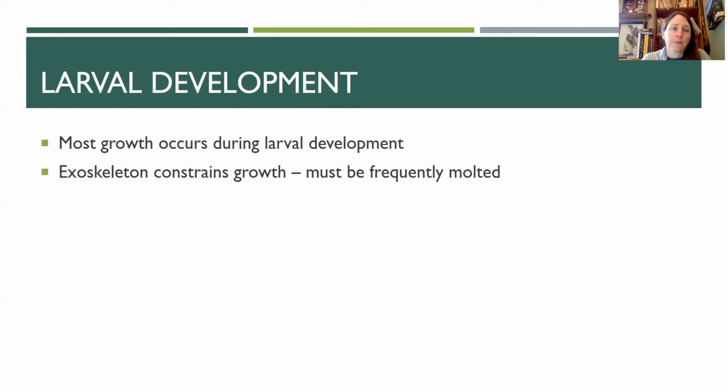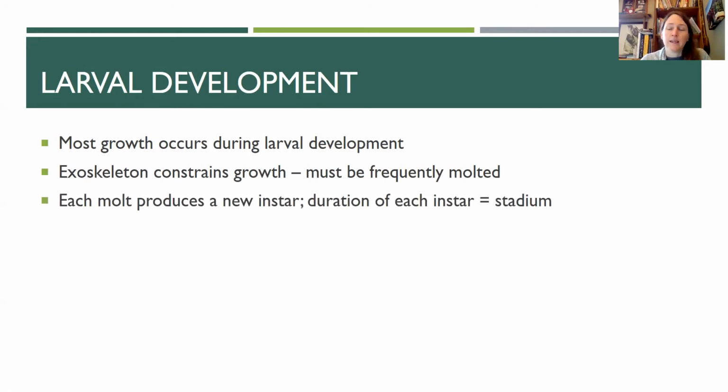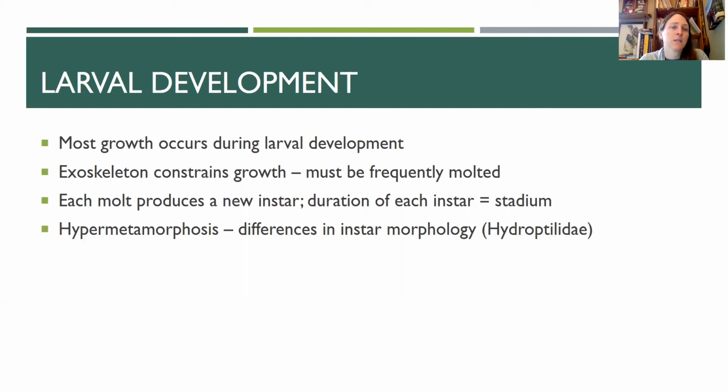But a lot of these organisms have exoskeletons, which keeps them from growing. So what they have to do is they grow until their exoskeleton is maxed out, and then they have to molt that old exoskeleton and grow again as a new instar. So each molt produces a new instar, and the length of time that the organism is in that instar is called the stadium, the duration of each instar.